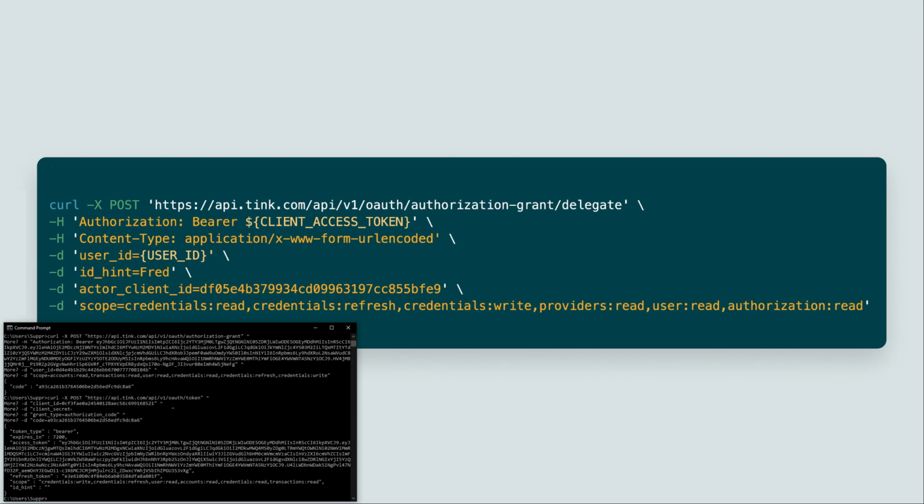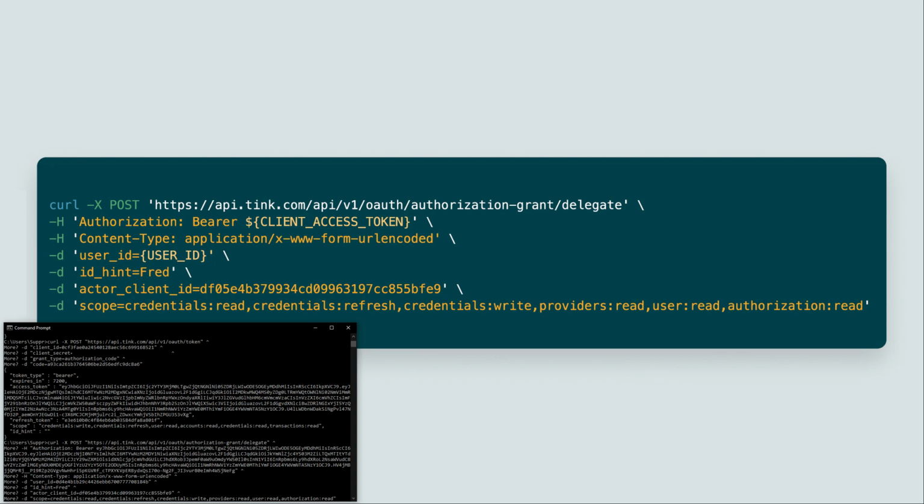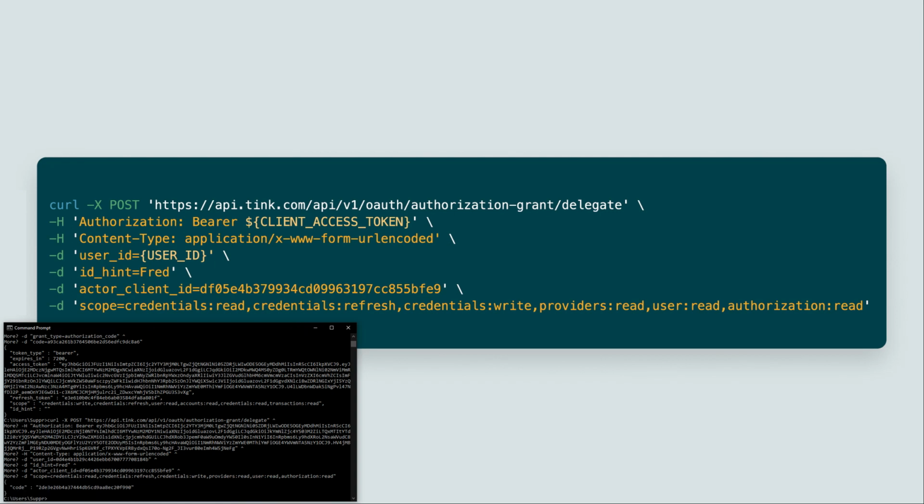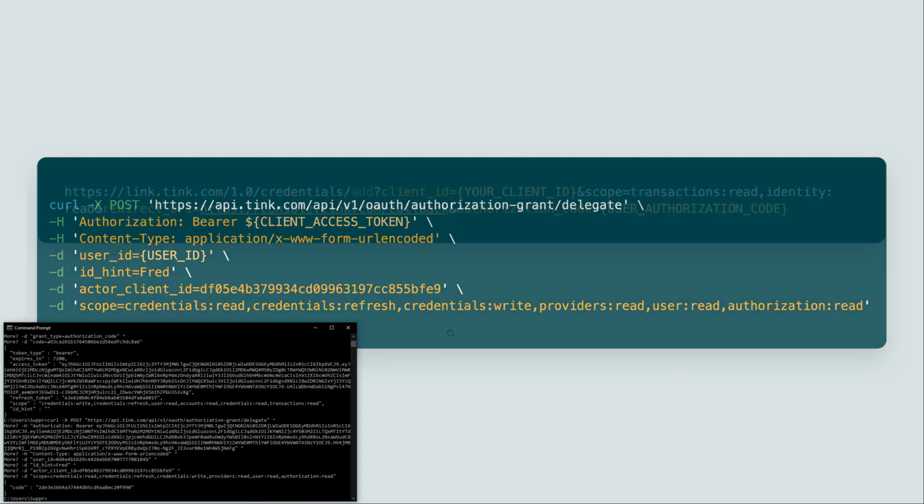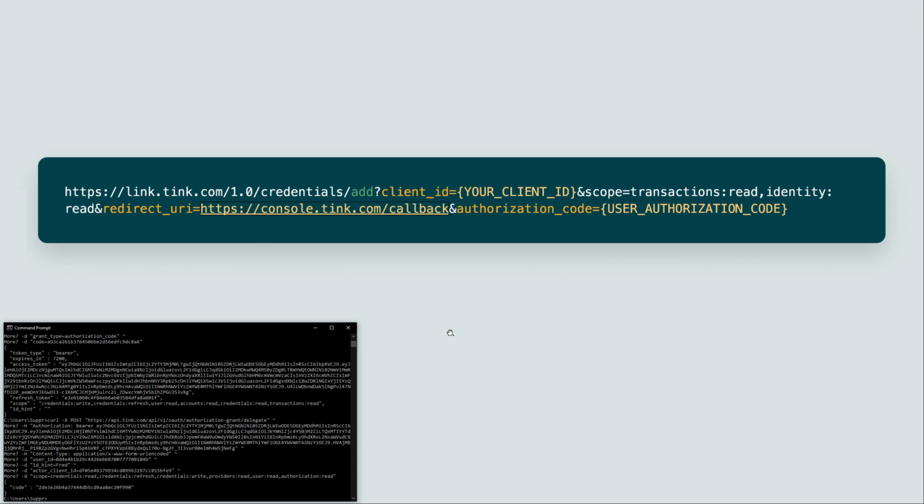At this stage, we can also give a name to our user to recognize him. Feel free to use an email address or anything that helps your user know it's them. I will use the name Fred for demonstration purposes. After submitting this request, I get given a code. The next steps are to use this code within Tink Link on the Web SDK. If we want to add a new credential to our user, we would use this URL and add in our client ID as well.